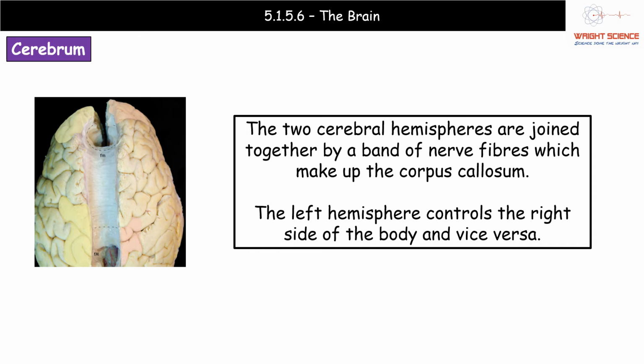Even though our cerebrum is divided up into those two hemispheres, they aren't completely separate. They're actually joined by a little band of nerve fibres, which is the structure called the corpus callosum. And the kind of quirky thing about our brain is that the right side of your brain is going to control the left side of your body and vice versa. So your left hemisphere will control the right side of the body.